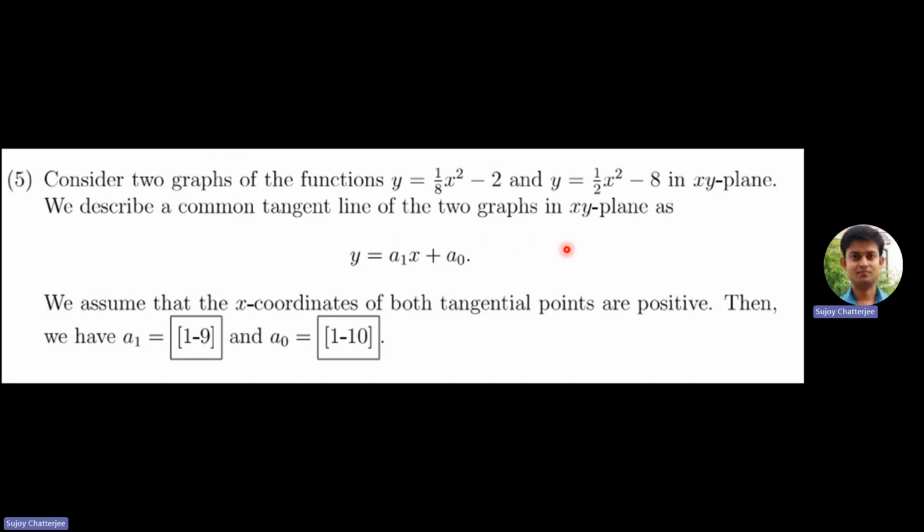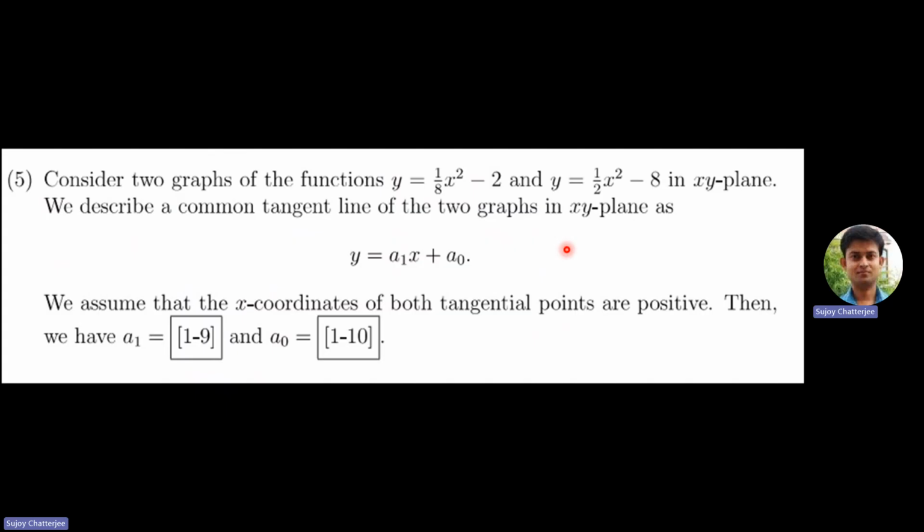This is parabola. So we describe a common tangent line of the two graphs in xy plane as y is equal to a1x plus a0. So this, as you know, is the basic equation of a straight line where a1 is the slope and a0 is the intercept. We assume that the x coordinates of both tangential points are positive. Then we have a1 is equal to what and a0 is equal to what? That means you have to find the slope and the intercept of the tangent line to the two parabolic graphs.